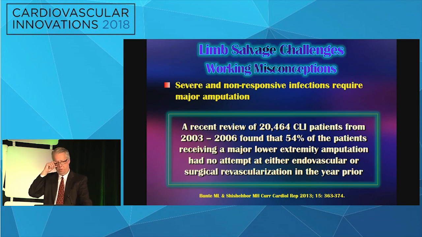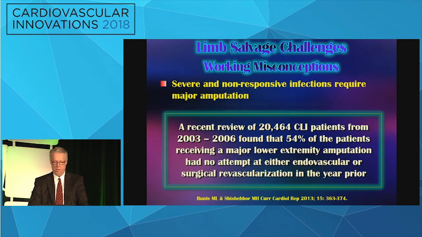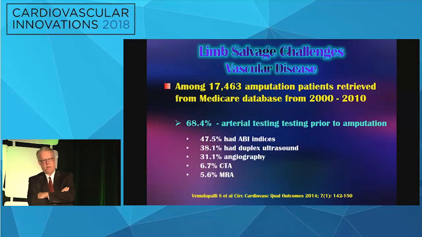And so they reviewed a database of 20,000 CLI patients, and they found that 54,000 of the patients that had a major lower extremity amputation had no attempt at revascularization 1 year prior. That's a little alarming. But then when you look at this study, this is a Medicare database that was reviewed for a 10-year period of time.